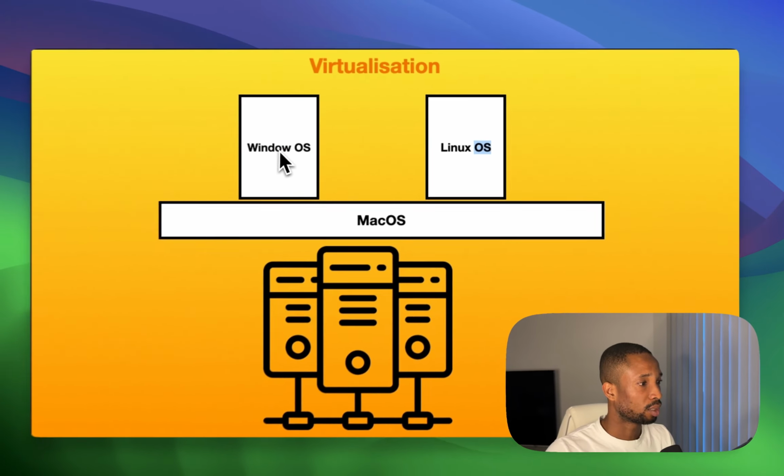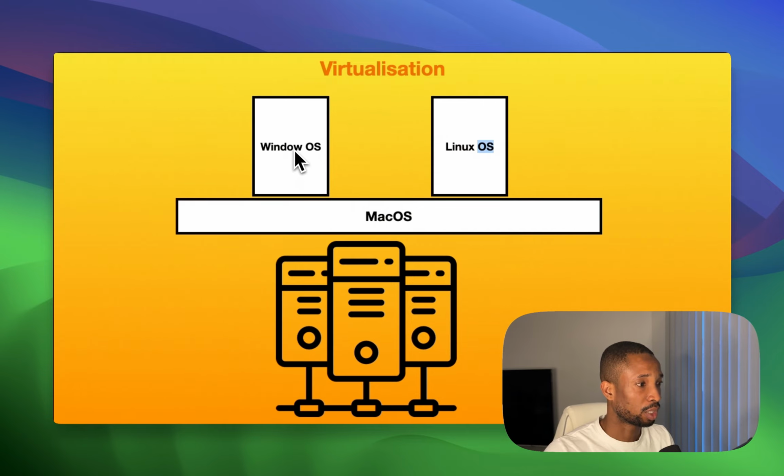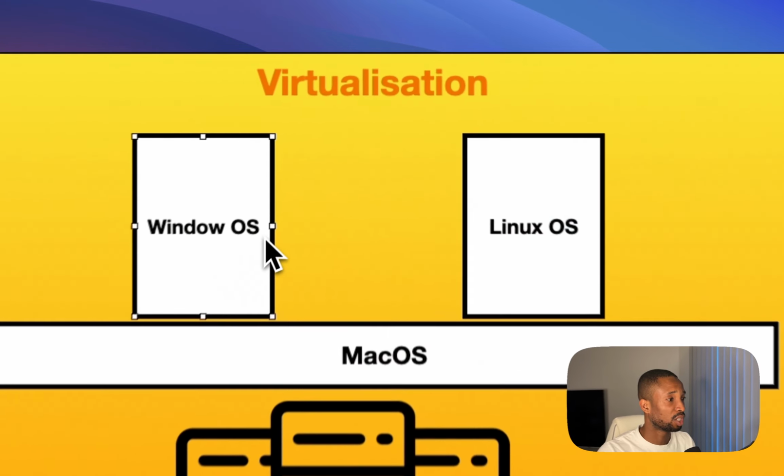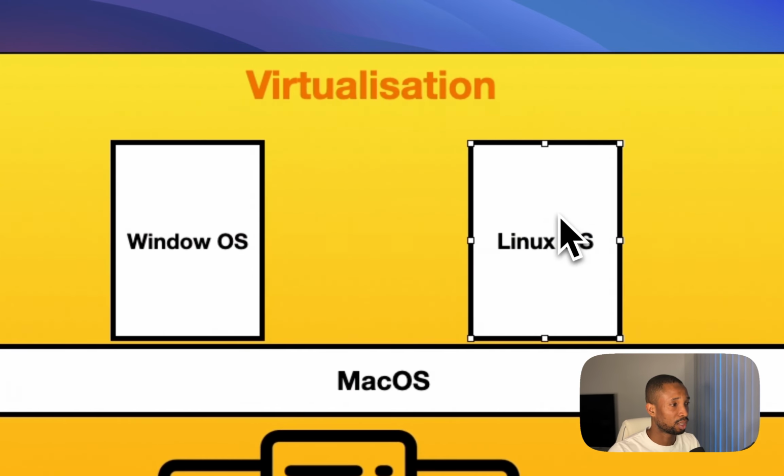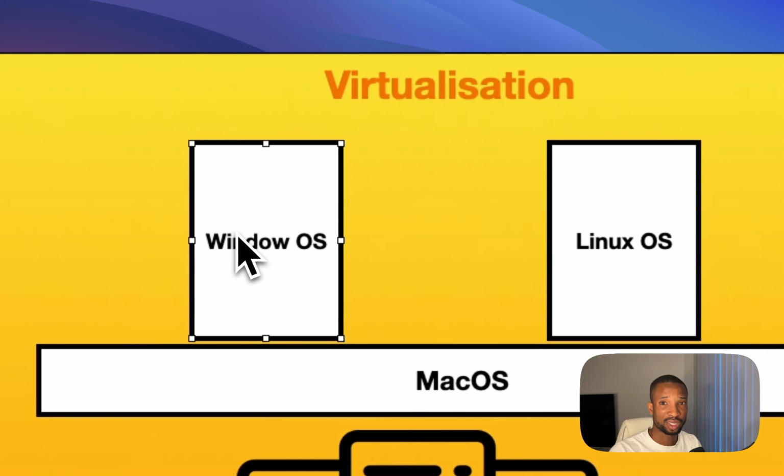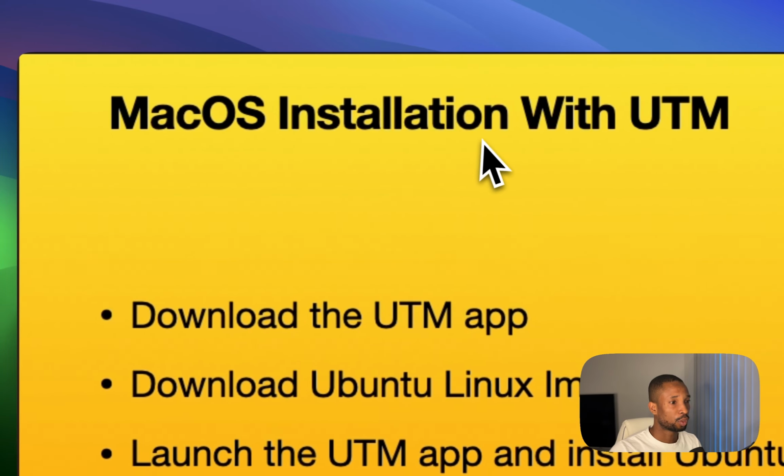Now you can discard this Windows OS. I just put it here for a demo to explain to you guys what virtualization is. So it means we can have a macOS operating system, and then we can have two virtual machines running a Linux operating system and also a Windows operating system. Now, this is what we're going to do.